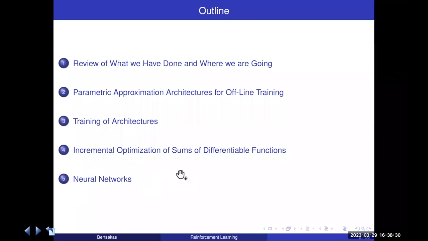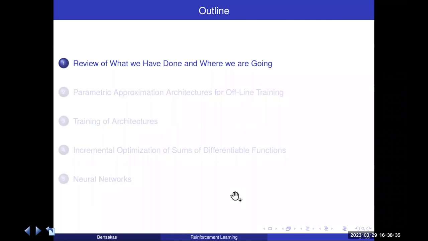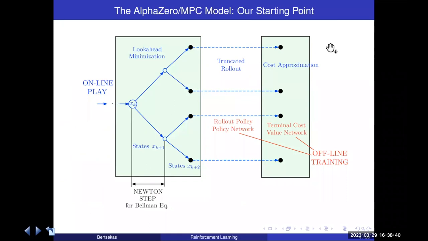Then we're going to say a few things about neural networks and how these algorithms apply in their context. So let's go into a review. Okay, so this is a familiar figure and our starting point, the AlphaZero architecture and also the MCTS architecture. They're very similar. And they involve a fundamental division between online play and offline training. And the online play algorithm is what you see here in blue.